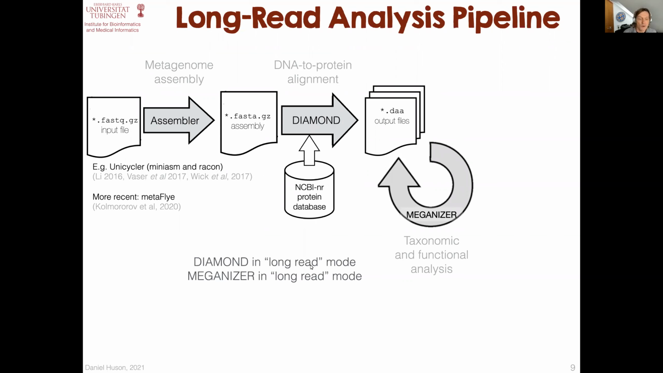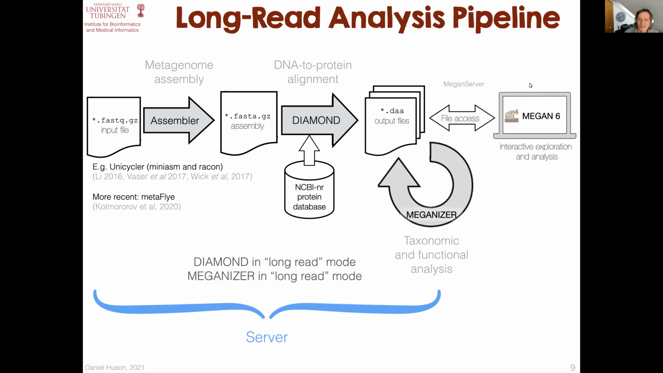So the Diamond program has been upgraded by Benjamin Bulfing to specifically work well on long reads, and Meganizer also has a long read mode. You do this calculation on the server, and then you open your files in Megan. You can either download the files onto your laptop or desktop, or there's an HTML server that you can run on your server that serves files to Megan for you.